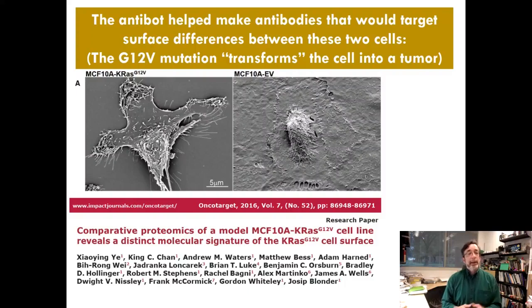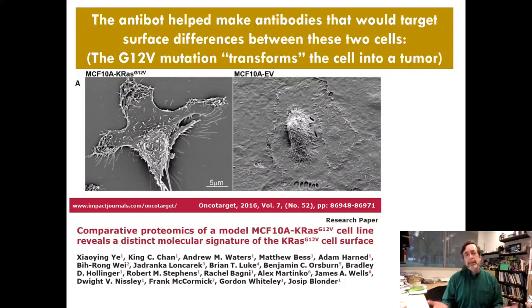And so, if you look on the right, you have the cancer cell with the G12V. If you look on the left, you have, I'm sorry, I said that wrong. On the left is the G12V KRAS. On the right is a normal cell. And you don't need to be a biologist to look at those and say, oh, if the cell on the right is normal, then it's pretty clear the cell on the left is abnormal.